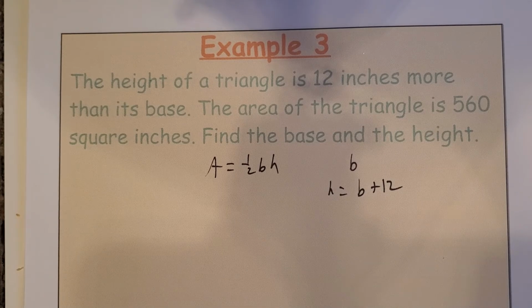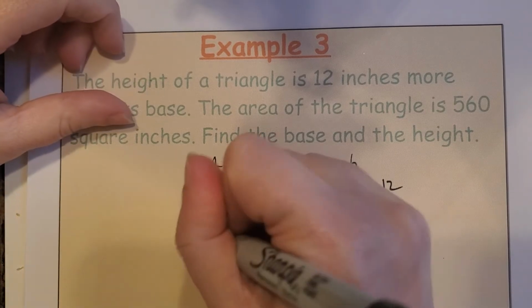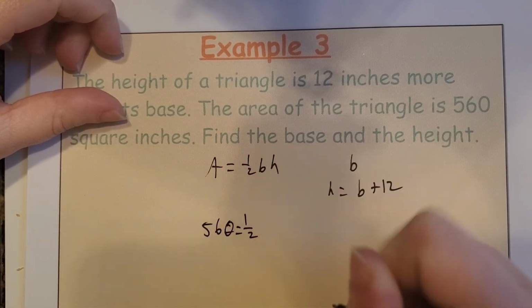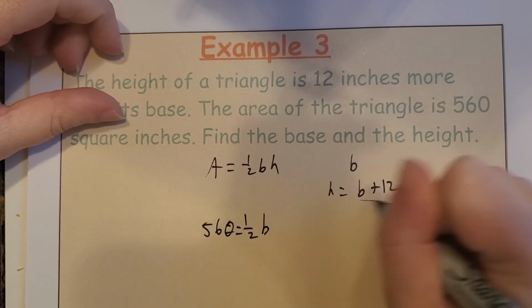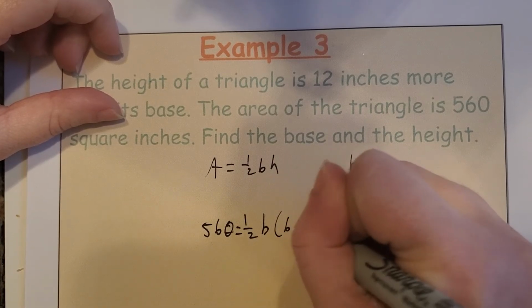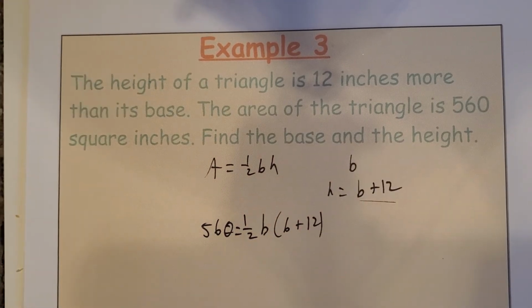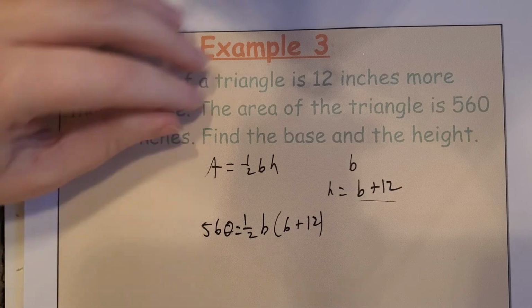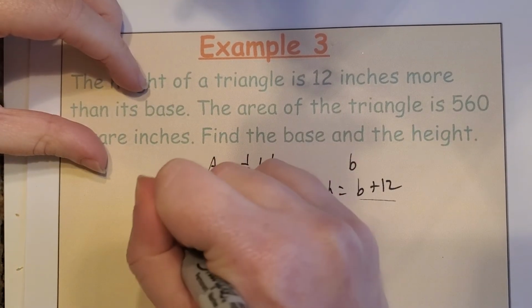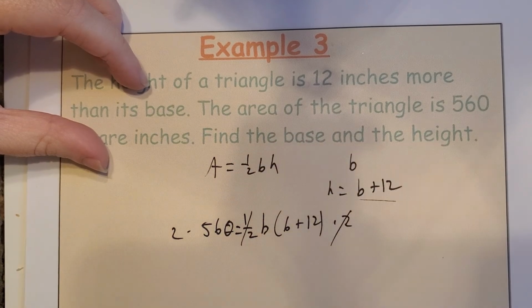You know, we know the area is 560. So 560 is equal to 1/2 times the base times this expression that we know for the height, base plus 12. Okay. Well, the first thing I'm definitely going to want to do is get rid of that 1/2 because that's going to make our lives a whole lot easier. So you can either divide by 1/2 or multiply both sides by 2 to get rid of it.